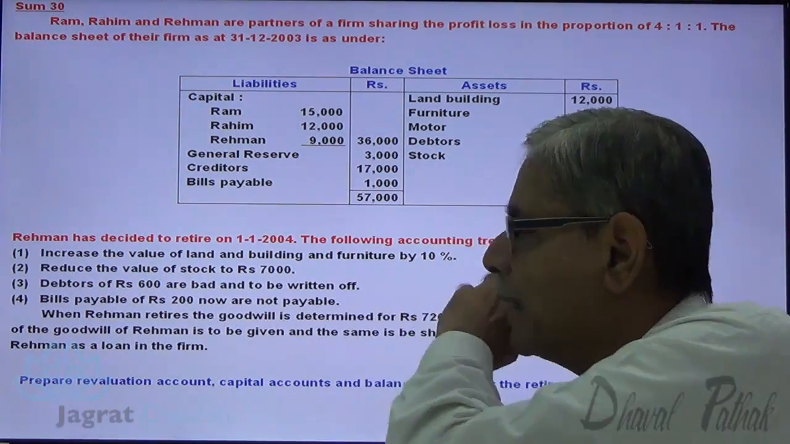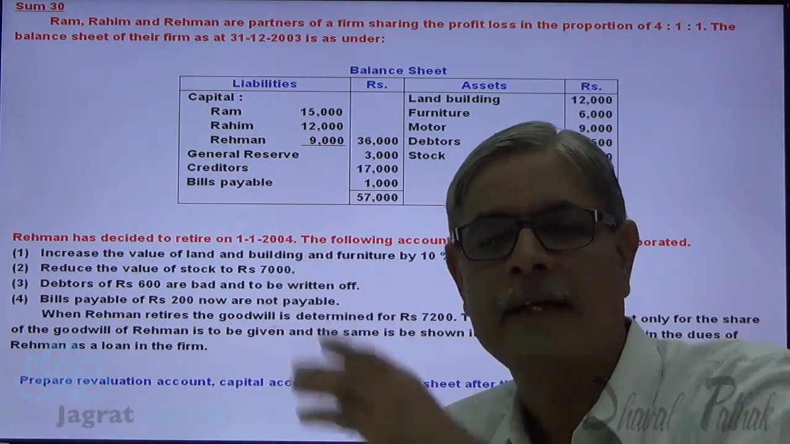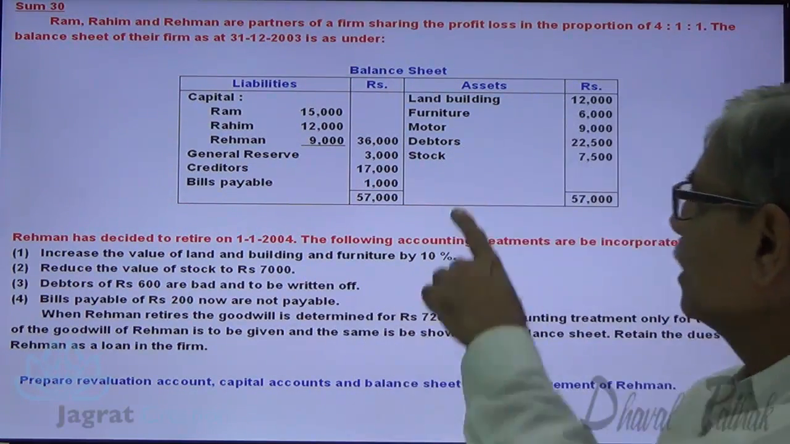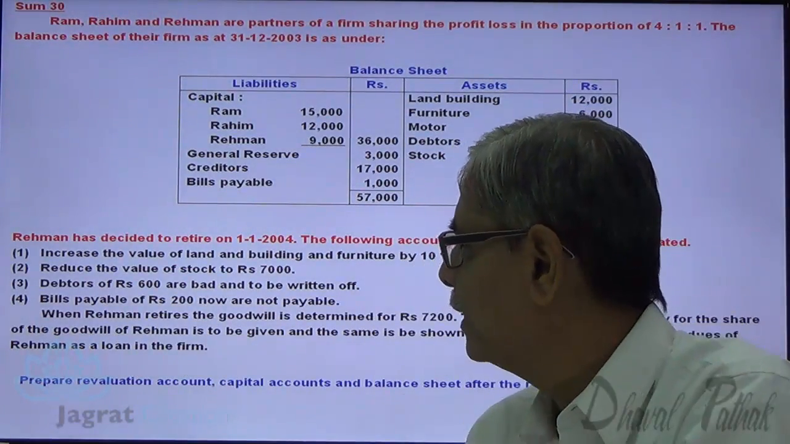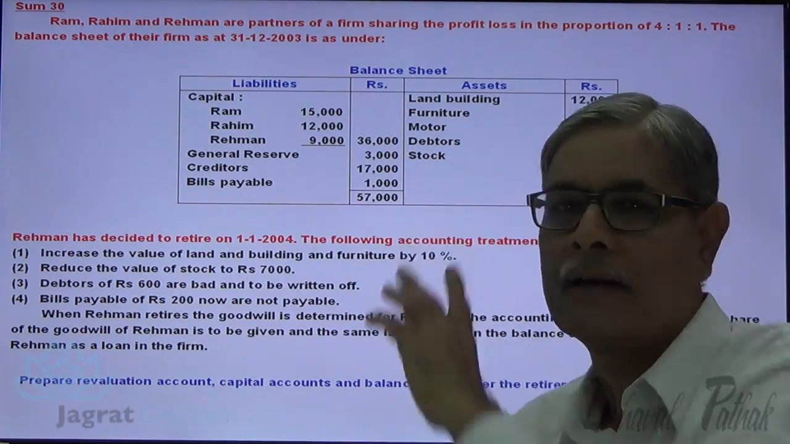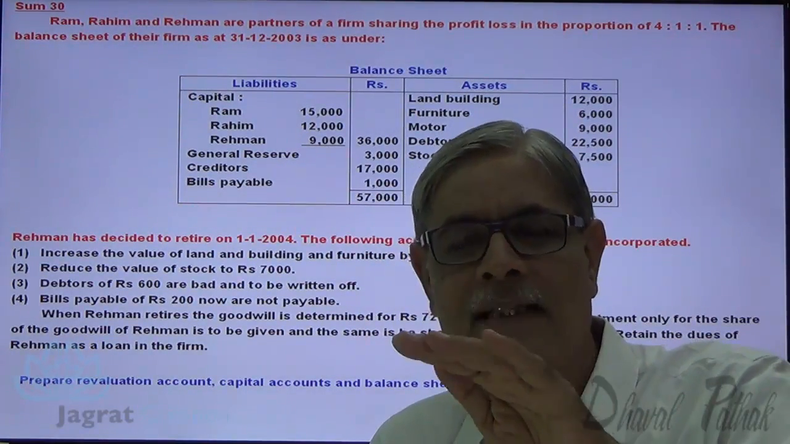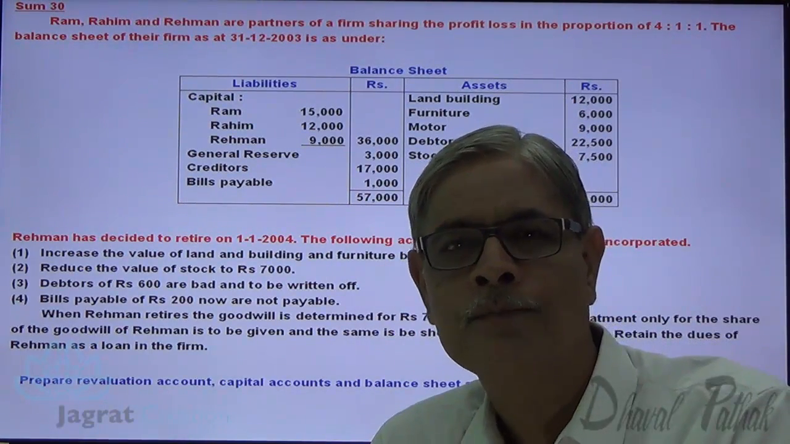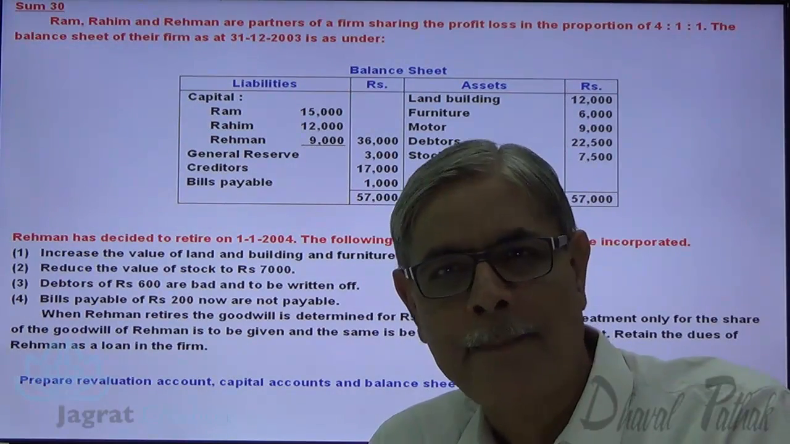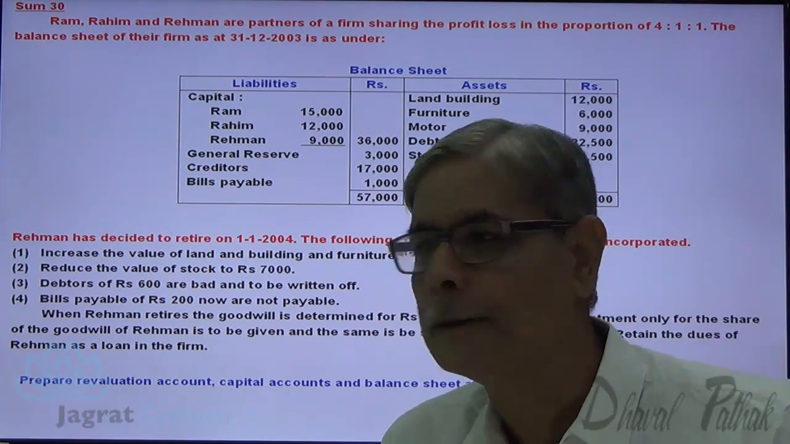Debtors of 600 are bad and are to be written off. This bad debts is to be debited to revaluation account. From debtors, 600 will be deducted. Bills payable 200 are now not payable. Bills payable are 1,000. 200 not payable. Being gain, liability decreases. Declining liabilities are gain, that is credited to revaluation account. And bills payable will appear after reducing 200 from 1,000, that is 800.